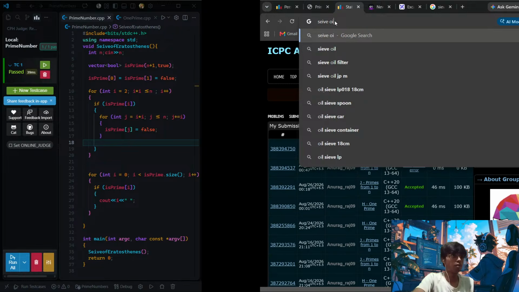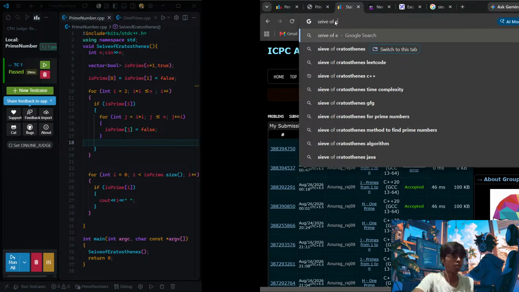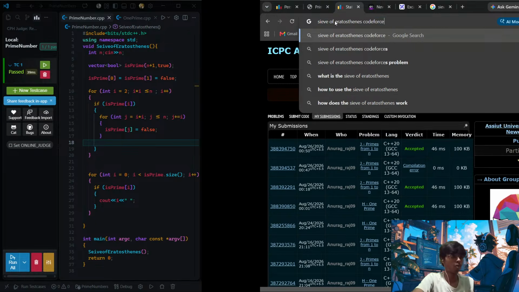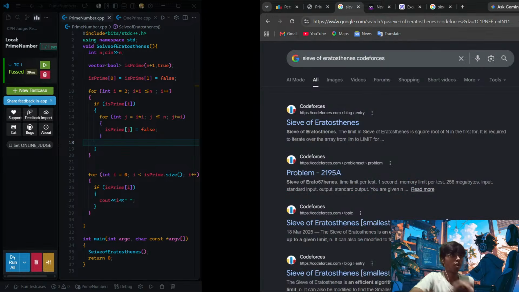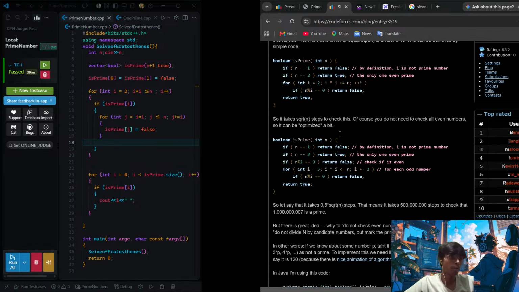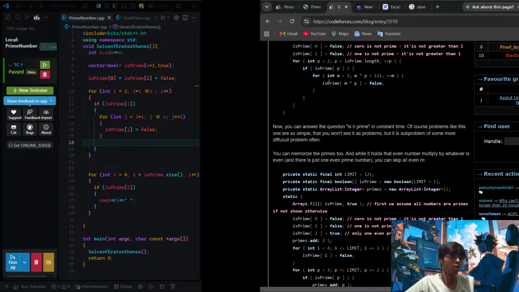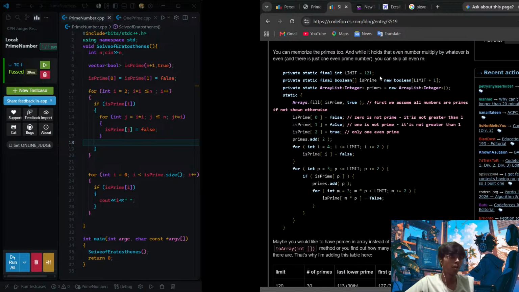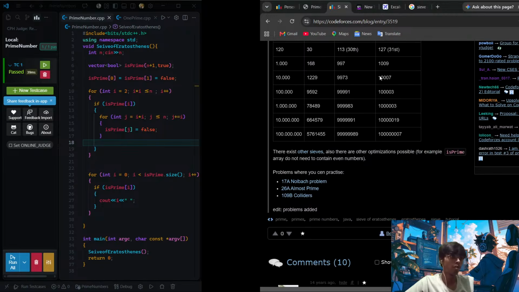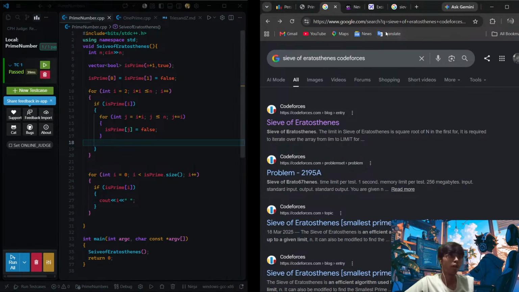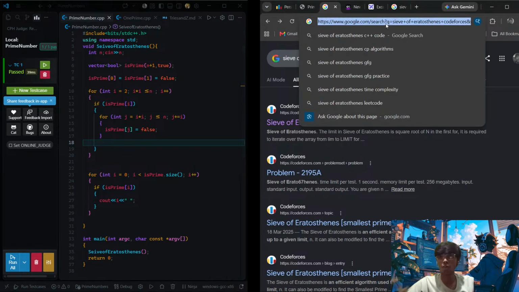Sieve of Eratosthenes on Codeforces. Is there any question with this? No, there is no question with this. But this is the thing. I already taught you about sieve of Eratosthenes, and let's try one question.